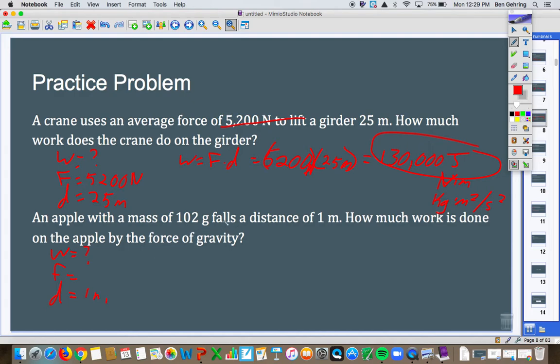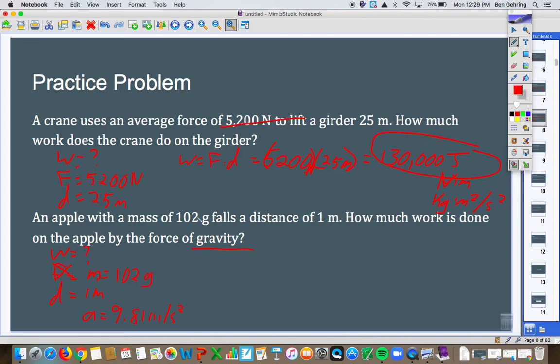But then it tells me 102 grams. Okay, I don't have grams over here. So instead of force, we'll cross this off, I can have mass and I can have acceleration instead of force. So M and A. So my mass is going to be 102 grams. And A is going to be, in this case I didn't give you one, but we're talking about gravity. So remember, clear back when we talked gravity is 9.81 meters per second squared.